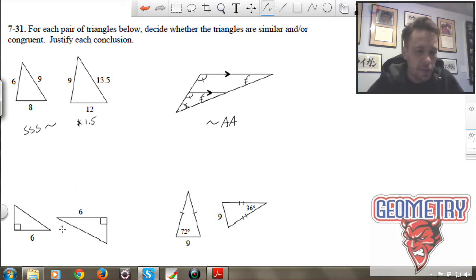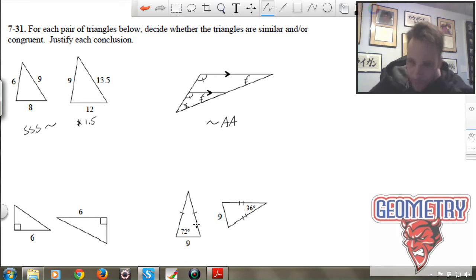In the bottom left here, these are definitely not congruent, and they're also definitely not similar. We don't have enough information to match up. All we have is one right angle and one side. It's not enough information for us to do anything. It's not enough for us to figure out another angle, it's not enough for us to figure out another side, and it's not enough for us to match up similarity or congruence. So this one, we just don't know.